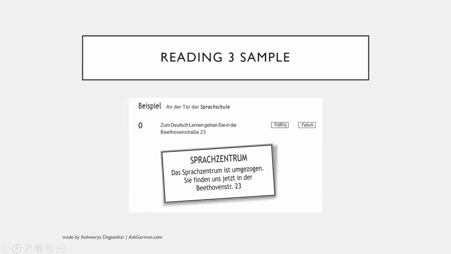Then the next section is a sample of reading exercise 3, where you have to interpret and understand a notice. It's always mentioned where you are reading it so that you get a bit of context of what's happening. And based on this notice, there is a statement which you have to mark again true or false, whether the statement that has been given to you is right or not.